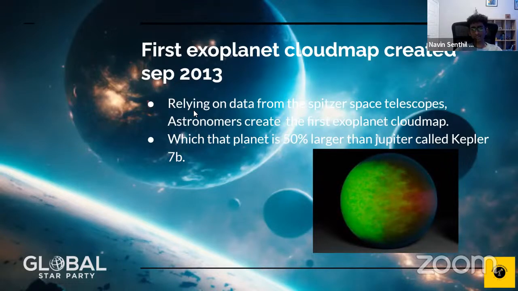And this is using data from the Spitzer Space Telescope, with which astronomers created the first exoplanet cloud map. And this is cloud mapping a planet which is 50% larger than Jupiter, called Kepler 7b. And this is an image of that planet being cloud mapped.